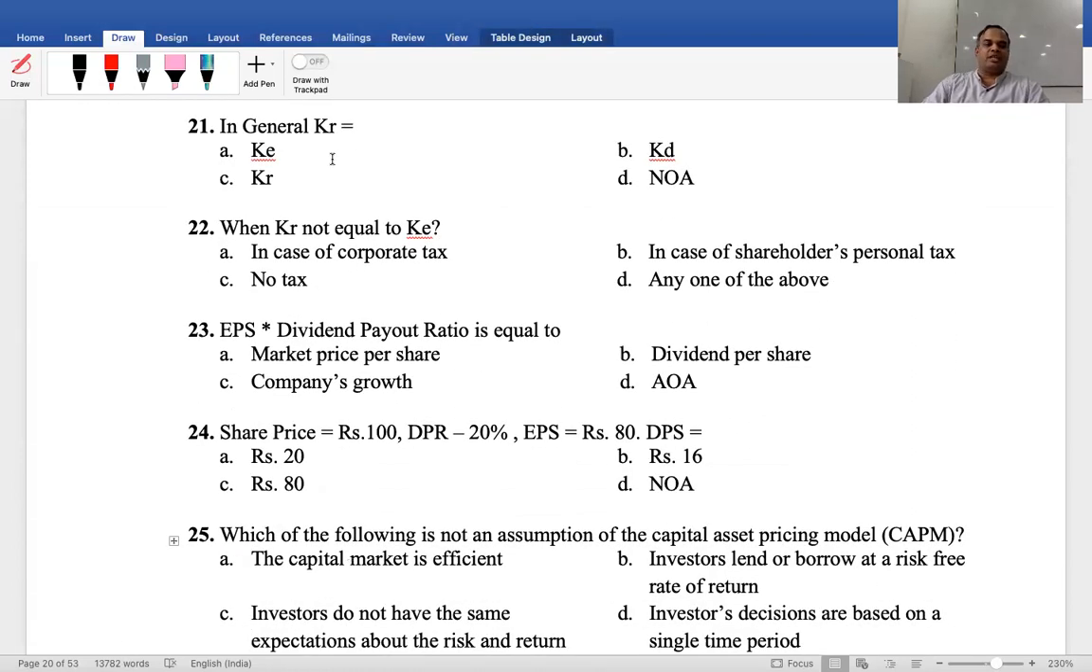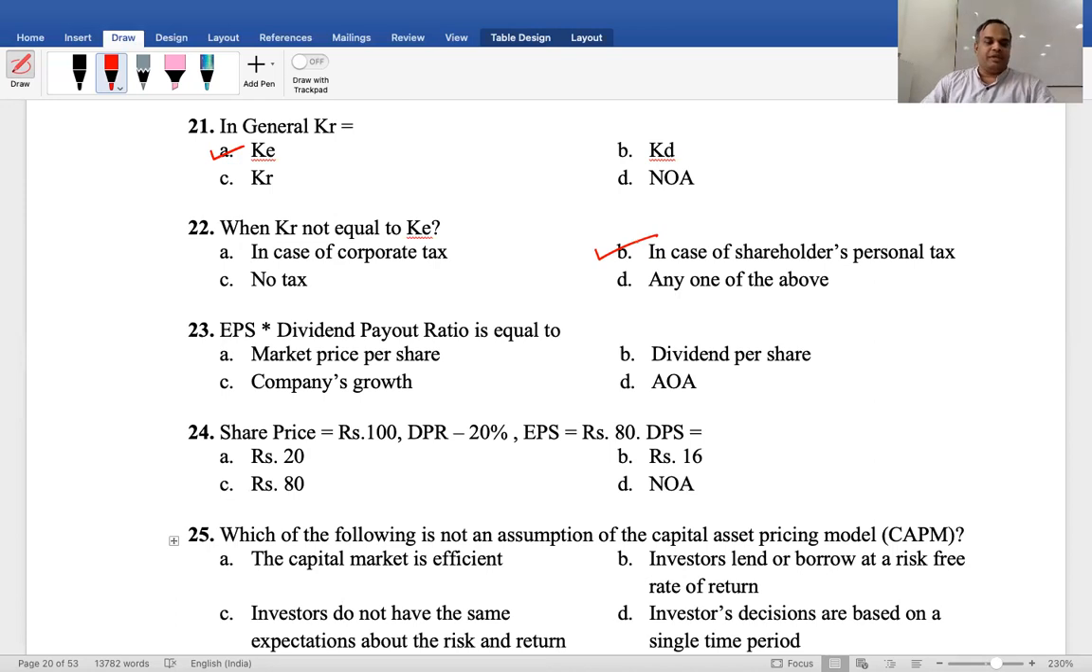In general, KR is equal to dash. KE. Cost of retained earning is equal to cost of equity. When is KR not equal to KE: in case of corporate tax, in case of shareholders' personal tax, in case of no tax, any one of the above? Whenever shareholders' personal tax is there, KR is not equal to KE. So now we understood. After solving the problem and learning the theory, it's easy, right? There is nothing special in MCQ. What you studied will be asked again in a different form. If you learn properly, study properly, MCQ will be easy.